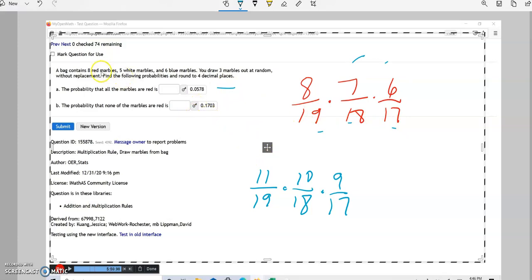For none of them, well, if 8 of them are red, that means 11 of them are not red. So do the same thing and start with 11. 11 over 19 times 10 over 18 times 9 over 17.